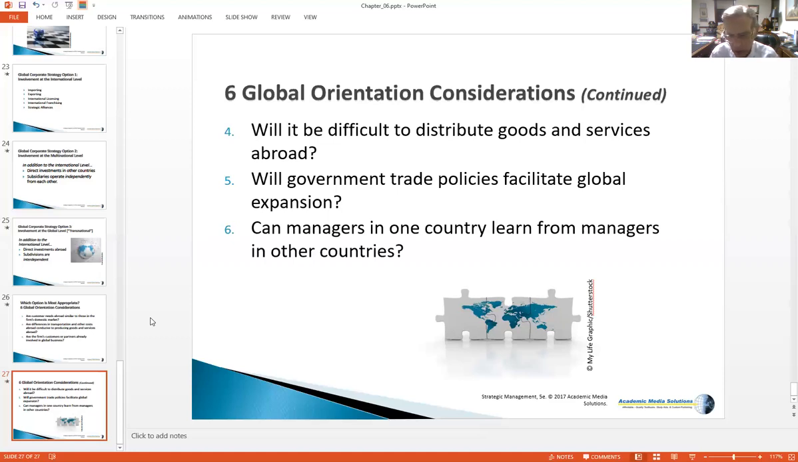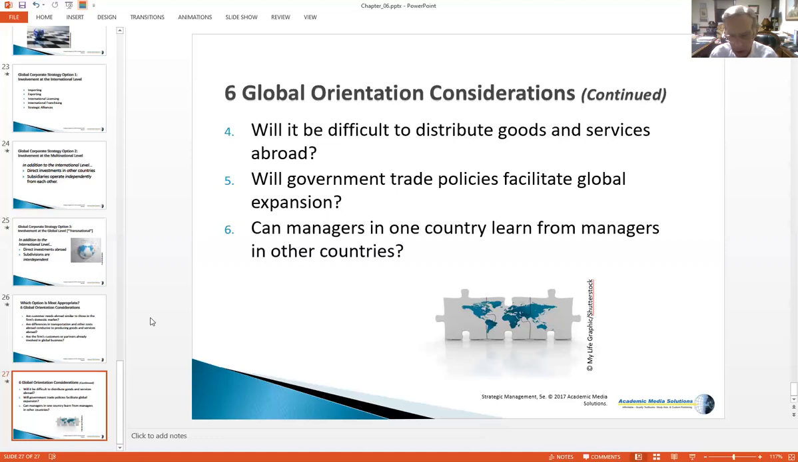Will government trade policy facilitate expansion? And of course, we always think of our own government here in the United States, but if you're a corporation headquartered elsewhere, such as China, then you've got to think about what China or the UK or France or Germany or wherever your headquarters may be. In addition, you've got to take into account what the government in a country that you'd like to expand into is going to do when you seek to expand there.